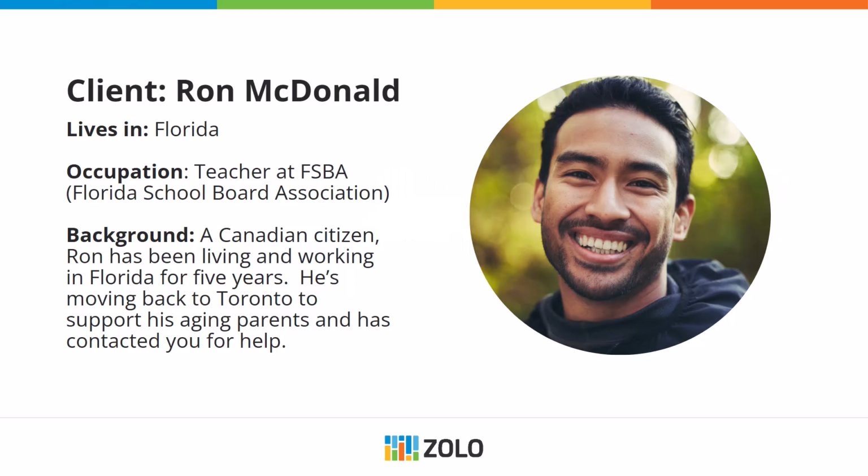Okay, today we will be verifying the identity of our client, Ron McDonald. Ron is a Canadian citizen, but he has been living and working in Florida for the past 5 years. He is a teacher at the FSBA, that's the Florida School Board Association, and he's coming back to Toronto to support his aging parents. So he's looking for a property in the Toronto area. So we will be representing him as the buyer's agent. With that in mind, let's look at how we would fill out the individual identification information record.